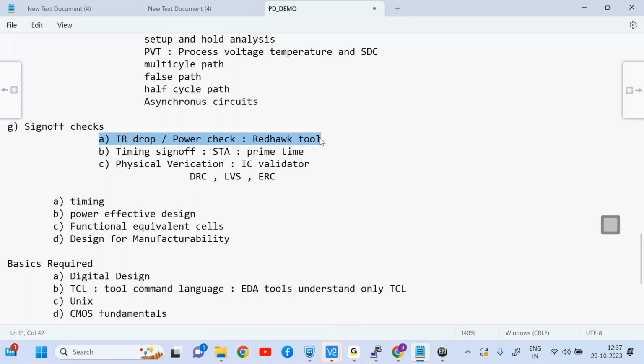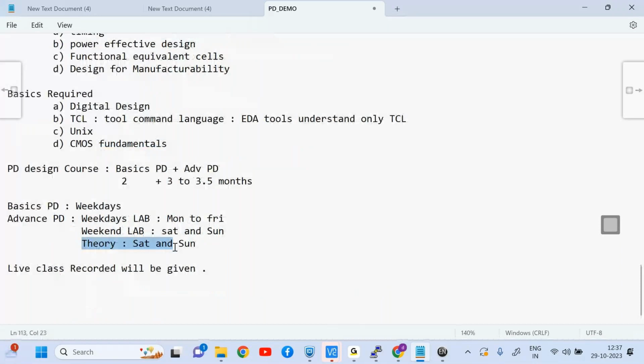See, advanced theory is only on weekend. Only theory on weekend. Labs will be on weekdays. Lab is more important, right? Theory is like what I thought now. Each and every topic, lab is on weekdays. Even weekdays lab is available, weekend lab is also available. You can opt for any one you want according to your comfort.